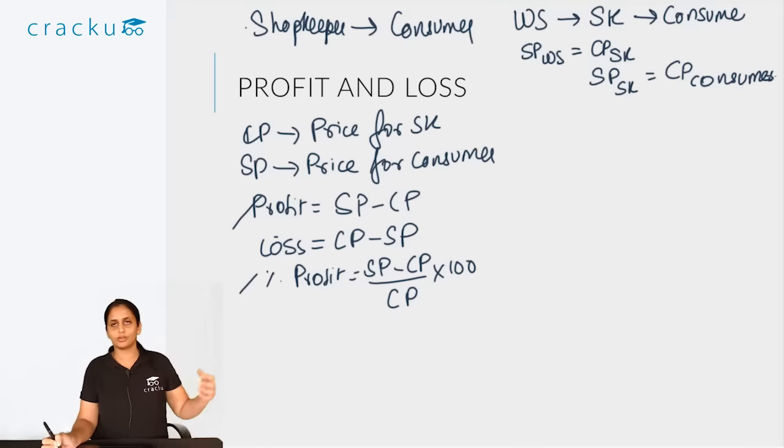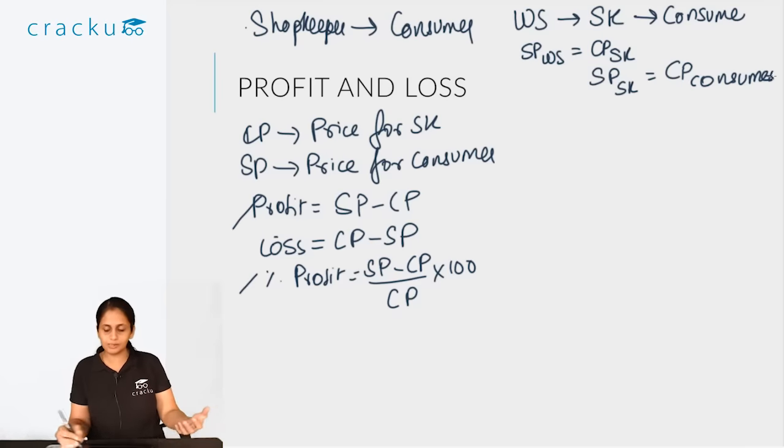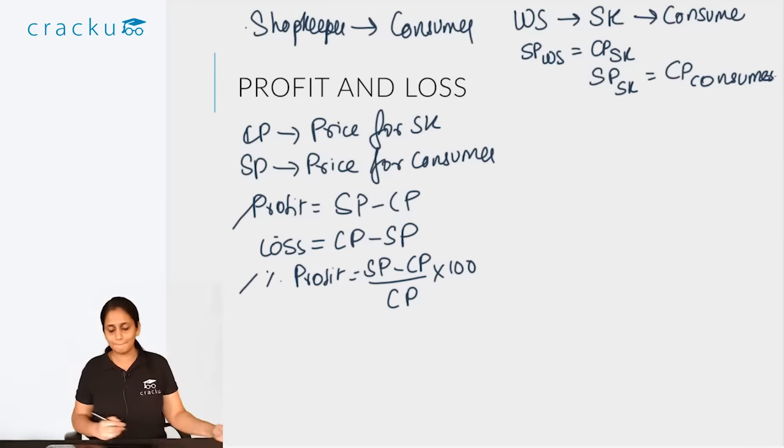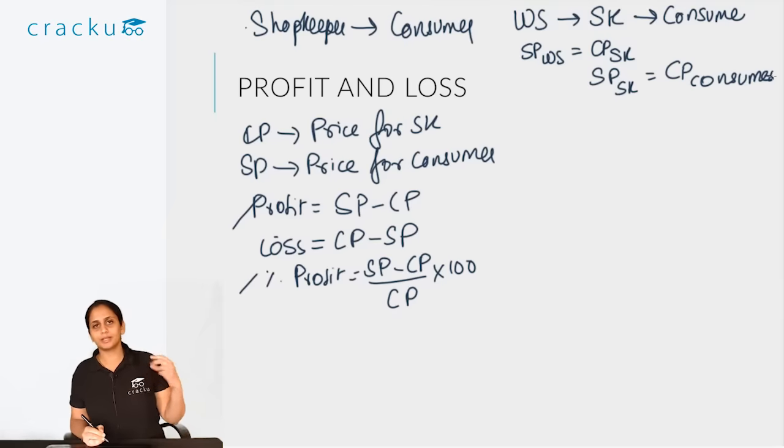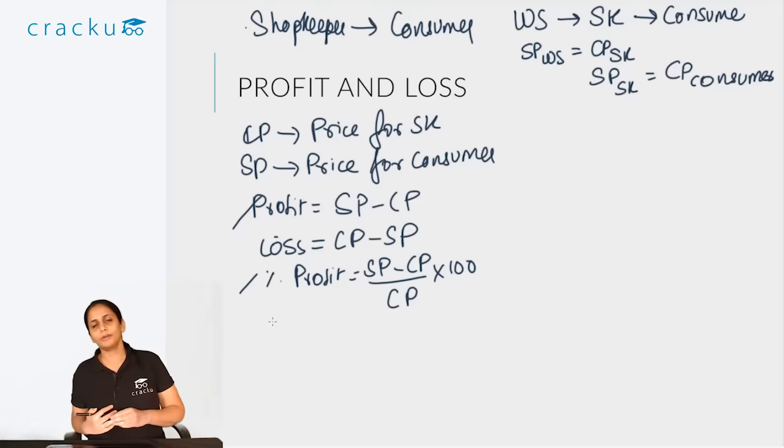The selling price for the person upper in the flow becomes the cost price for me. My selling price becomes the cost price for the person who's buying from me. So this is how you should consider it. Always remember the profit is counted as a percentage of the cost price. So once the shopkeeper buys something and puts it in his shop, he's not going to put the actual cost price or the selling price on it.